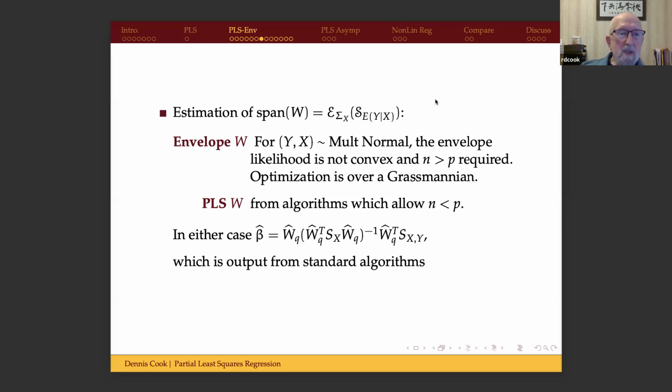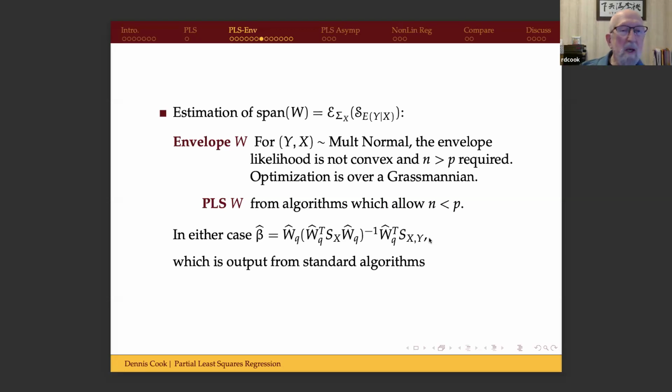On the other hand, PLS W from its algorithm, which allows n to be less than p, is easy. You just run the algorithm and you get your W. Now, either way, whether you get W from the envelope method or W from PLS, in either case, beta hat is this weighted least squares function of W and the marginals of the sample covariance matrix of X and the sample covariance between X and Y. So that's beta hat.